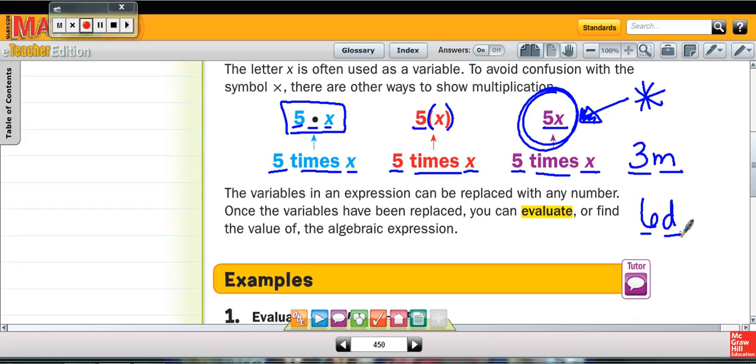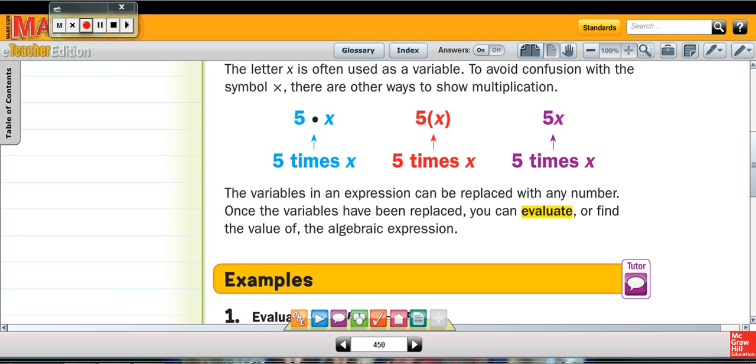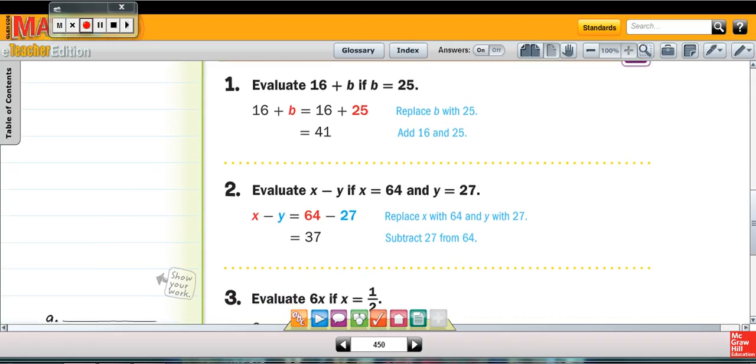Okay? The variables in an expression can be replaced with any number. So if they tell us in this case that m is 4, this would really mean 3 times 4. And then we can find the value. When it says you can evaluate, that means we're going to find the value of the algebraic expression, or we're going to solve. To evaluate just means another way to say solve. So let's take a look at some examples.